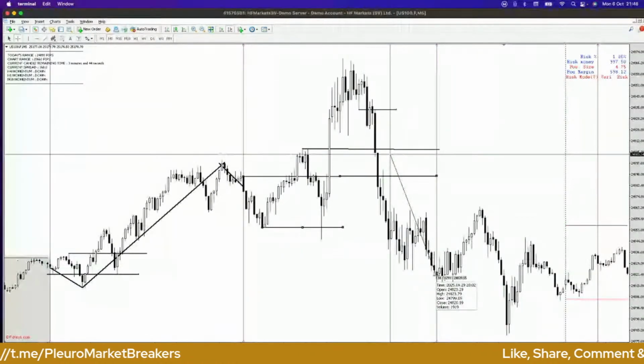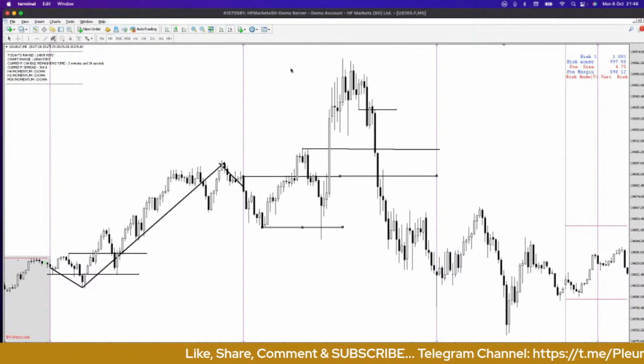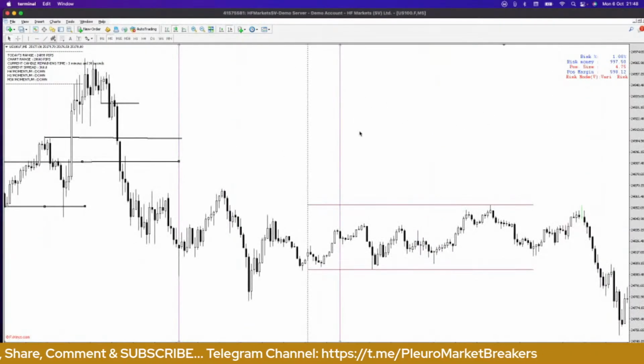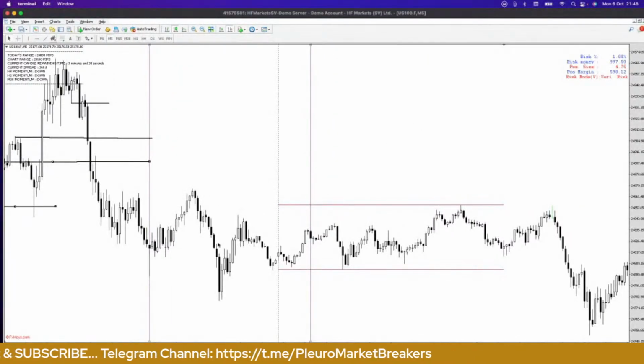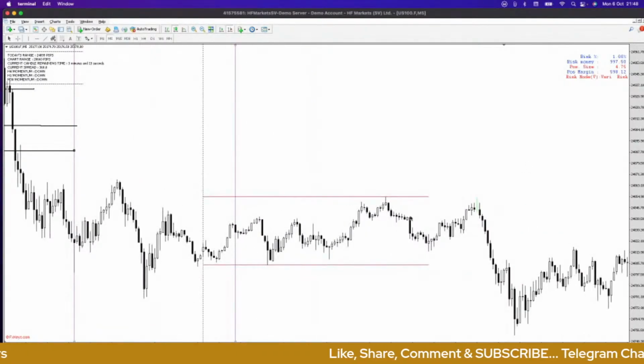I don't like 2-to-1. Also, you can see this is a manipulation session. It's everywhere. So I wouldn't take a trade there. Same thing here. You see price is consolidating here. And I love when it consolidates during Asia. It tells me something's about to happen.